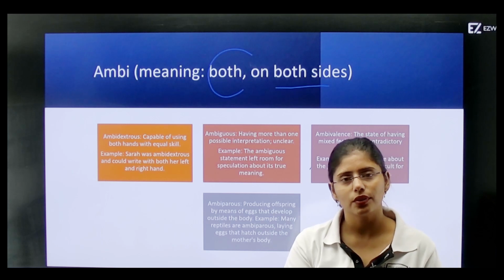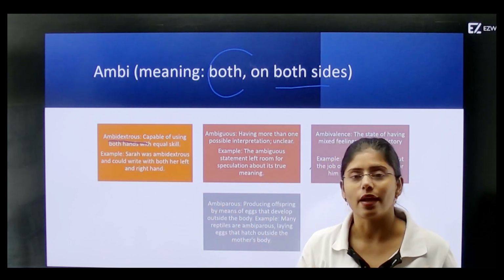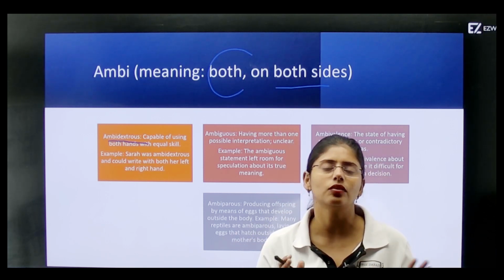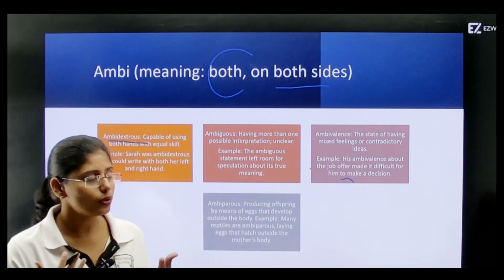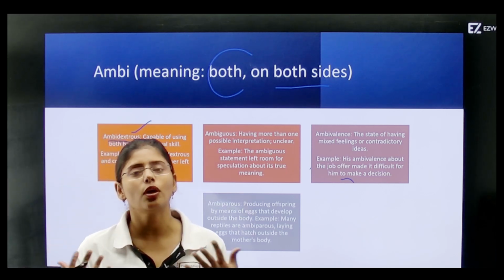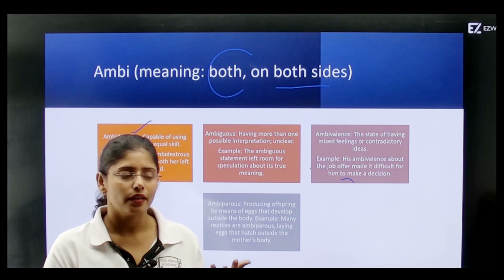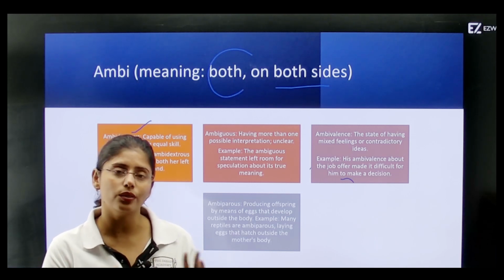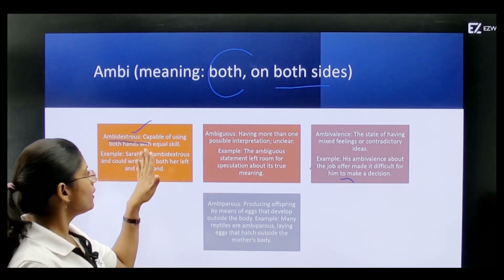Let's talk about the first word. The word ambidextrous. AMBI means both and dex is related to hands. This root word is related to hands. So ambidextrous means a person, एक ऐसा person जो अपने दोनों हाथों को बहुत अच्छे से यूज कर सकता है. Whether it is related to writing, it means the one who can write or who can use his right and left hand equally well.